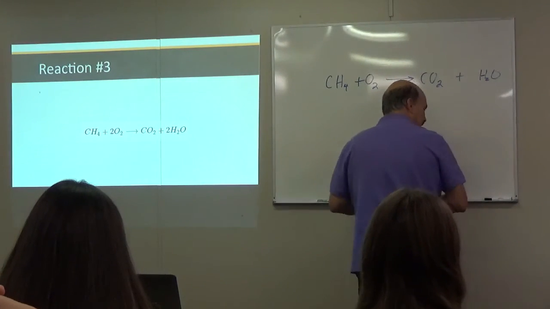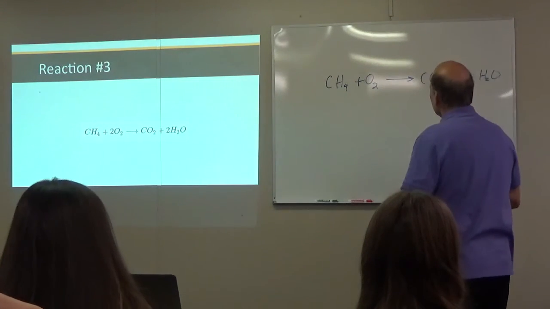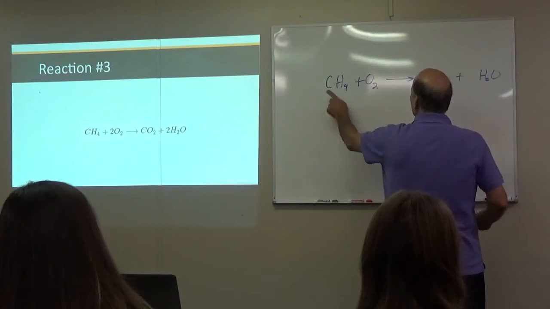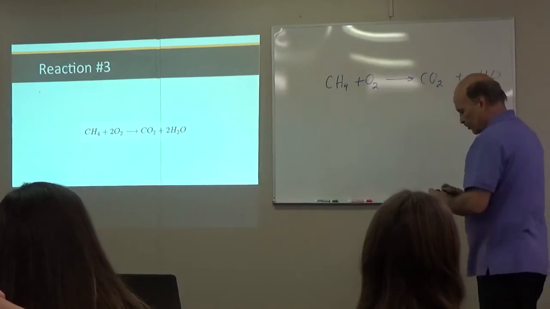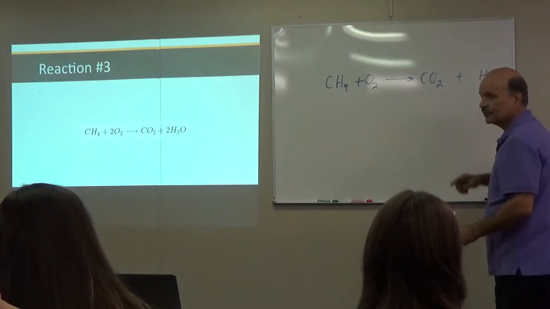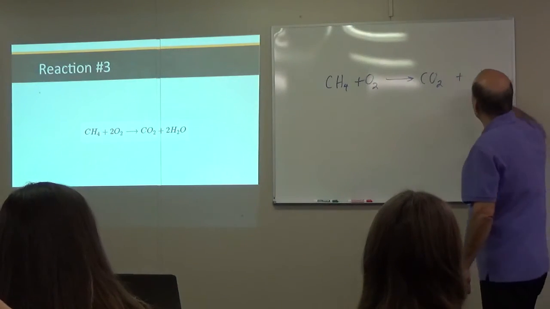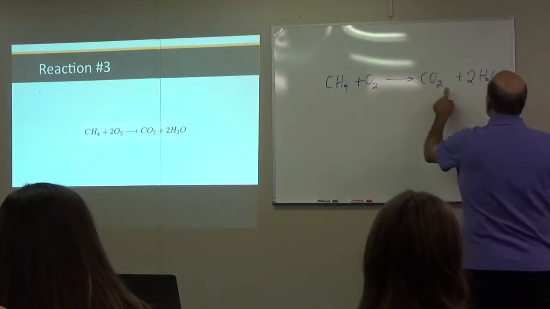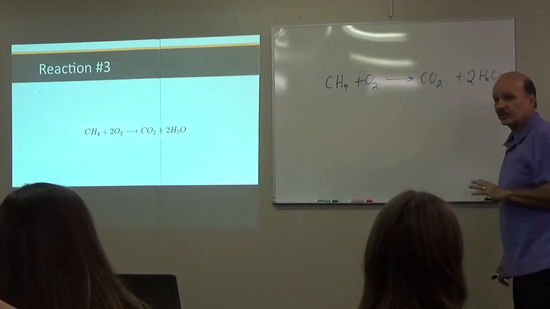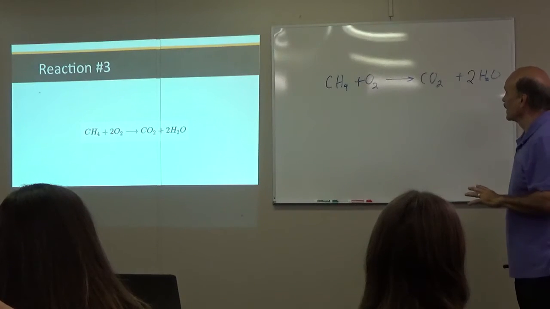Let's see how to balance that. You can already see what it is. Leave oxygen to last. 1 carbon, 1 carbon, not a problem. 4 hydrogen, 2 hydrogens. What do I need to do to make 4 hydrogens on the right side? Add a 2 to the front of the H2O. Okay, now we have 1 carbon, we have 4 hydrogen. The only thing not balanced is oxygen, which you always do last.